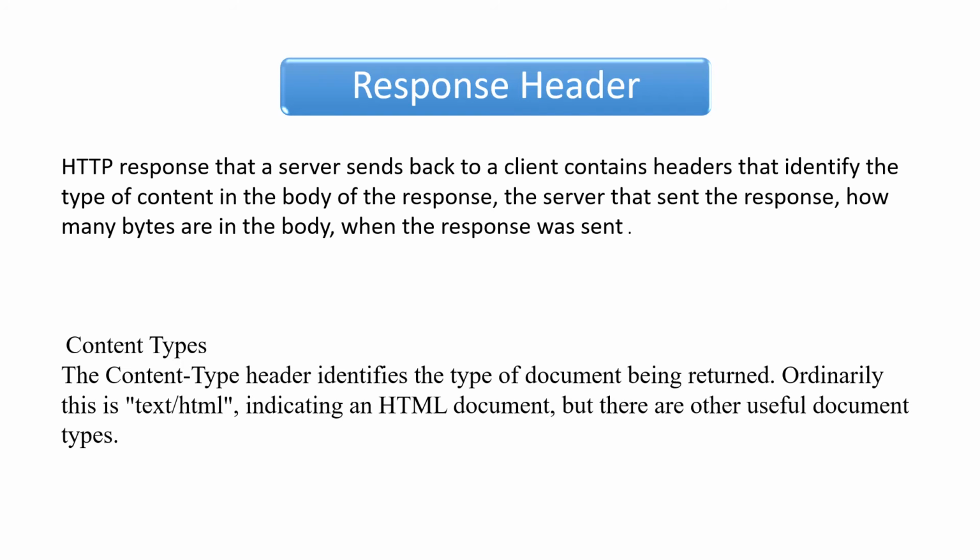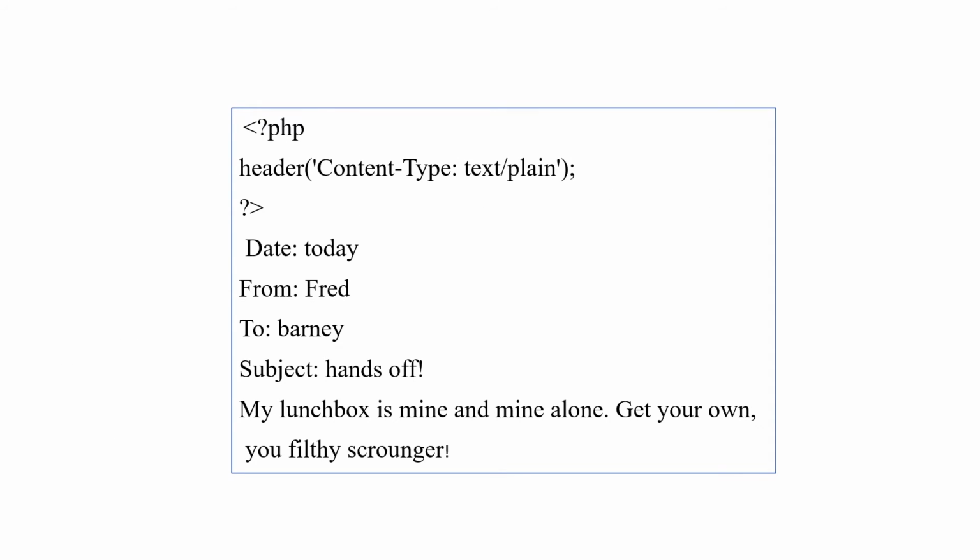The first one is the content type. The content type header identifies the type of the document being written, and this is normally text/html, indicating an HTML document, but there are other useful document types also. The only catch to setting headers is that you must do so before any of the body is generated.